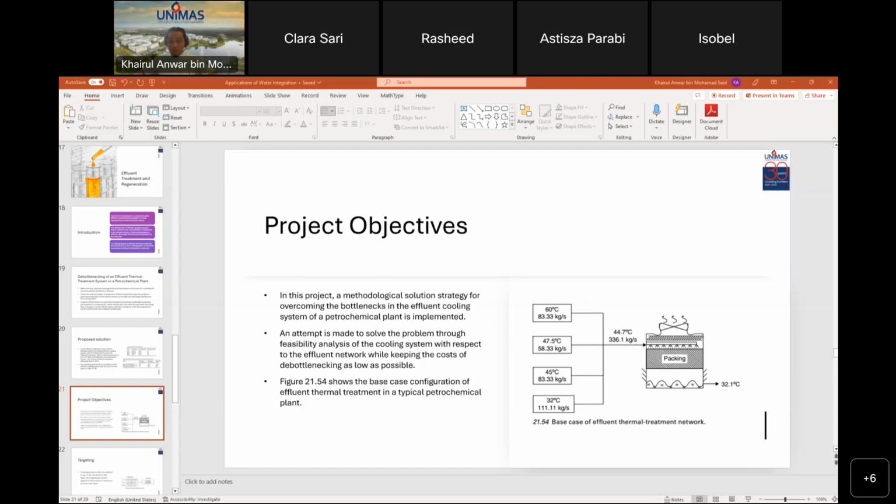Project objective. In this project, a methodology solution strategy for overcoming the bottleneck in the effluent cooling system of a petrochemical plant is implemented. An attempt is made to solve the problem through feasibility analysis of the cooling system with respect to the effluent network while keeping the cost of the debottlenecking as low as possible.